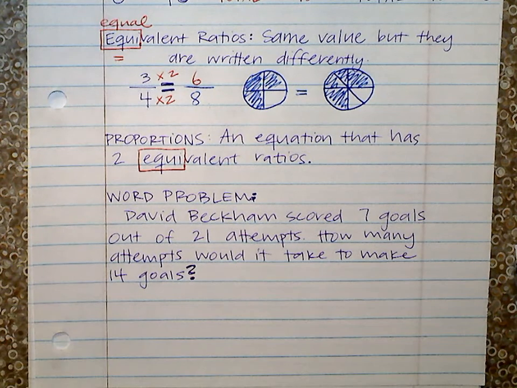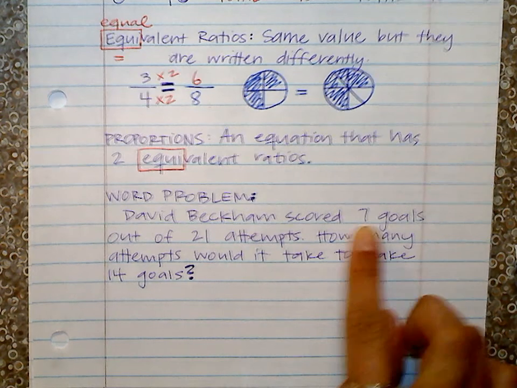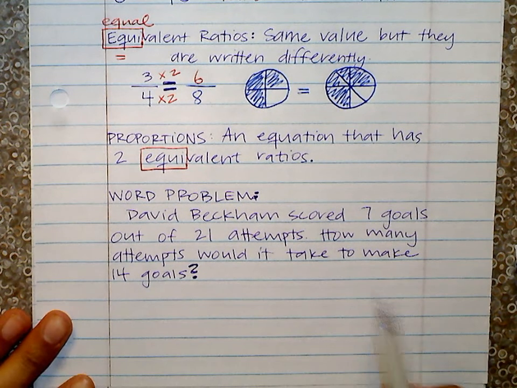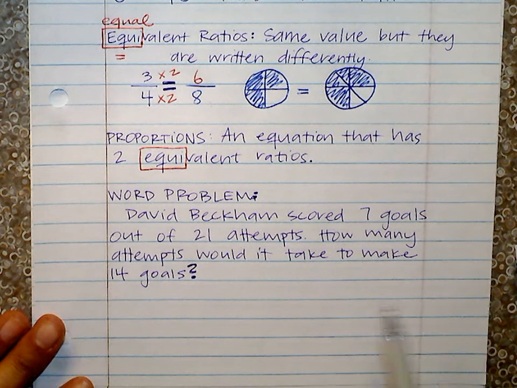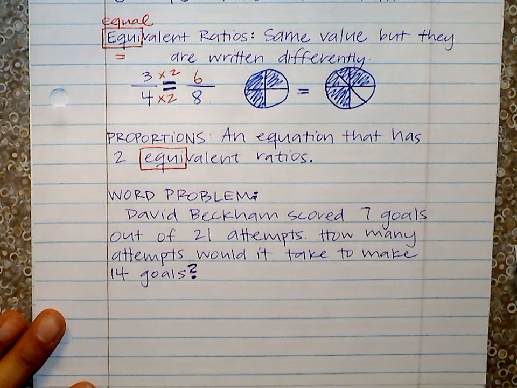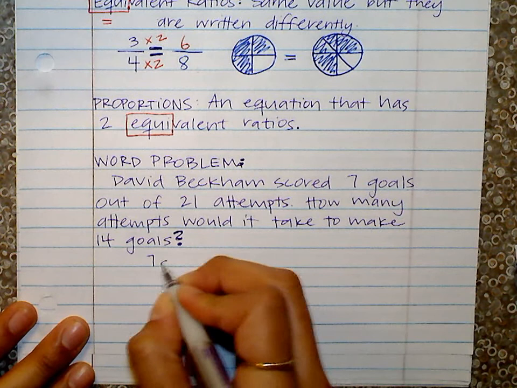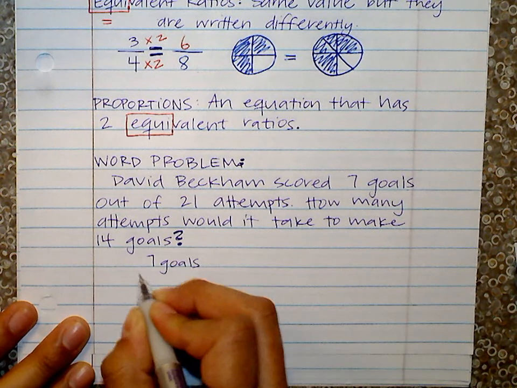So first we need to look at our important information, right? So we got 7 goals. We had 21 attempts. How many attempts would it take to make 14 goals? So the first thing we need to do is write our first ratio, don't you think? Yeah, I think so. Because we know some information. All right. So we got 7 goals out of 21 attempts.